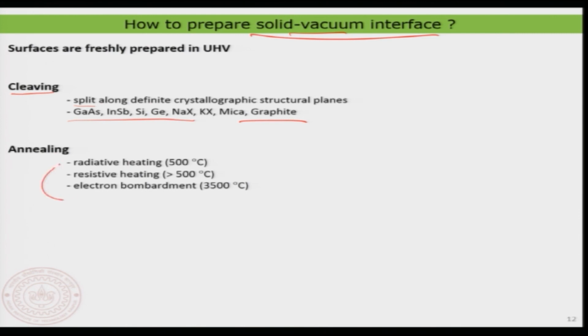Then you can also use a simple annealing technique. You simply heat the material, and once you heat, the surface layer would evaporate, and once the surface layer evaporates, the surface atoms would also diffuse and make a clean, atomically flat surface.